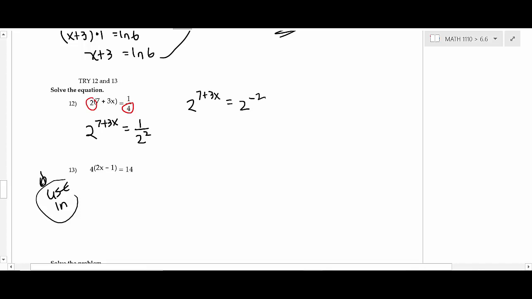Okay, so what equation would you solve? The bases are the same. What do you know about the exponents? Same thing. Good. So you're going to solve 7 plus 3x equals negative 2. Okay? All right, I'm going to go ahead and shut this off here and see if you can get those two answers.